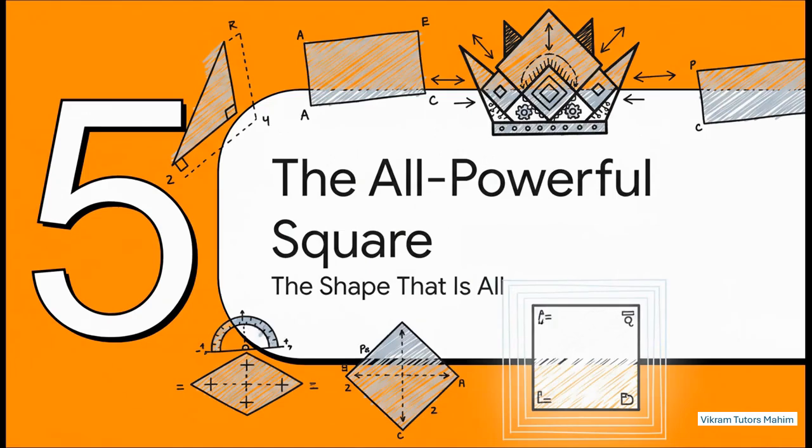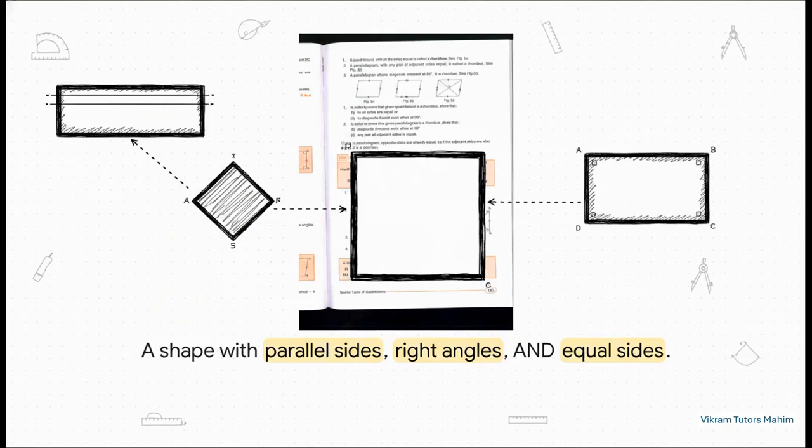Okay, so we've added rules about parallel sides. We've added rules about angles. We've added rules about side lengths. So what happens if a shape comes along that follows all of the rules? Well, then you get the apex predator of the quadrilateral world. The square. It's the shape that just has it all.